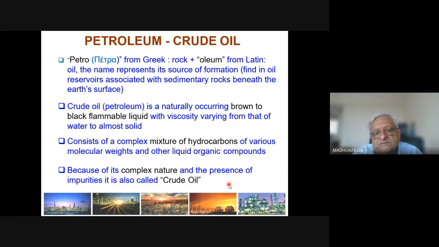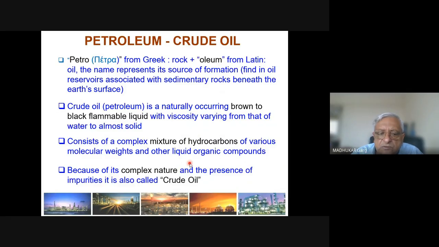It consists of a very large number of hydrocarbons. It's a complex mixture of hydrocarbons of various molecular weights and of various molecular types also. And because of this complex nature, it is called crude oil.